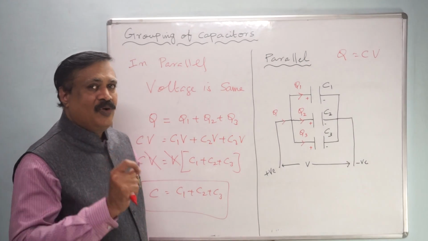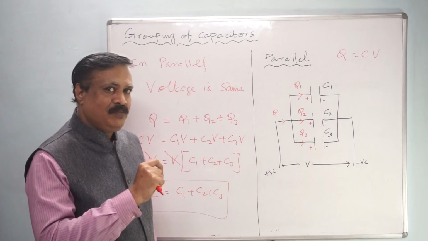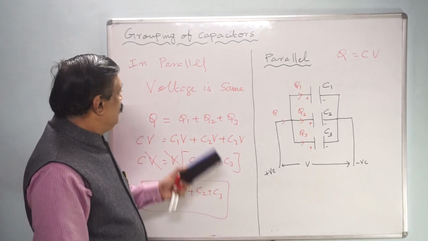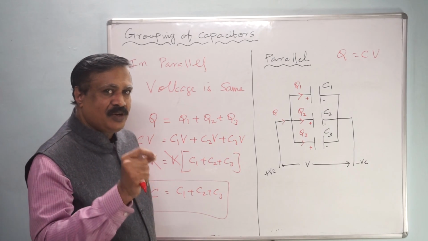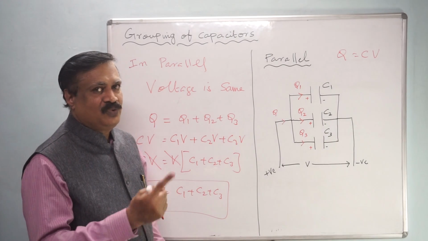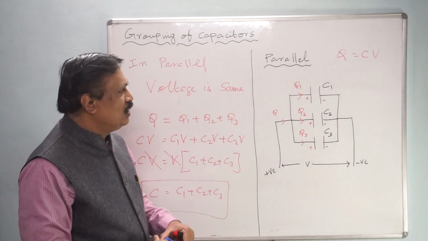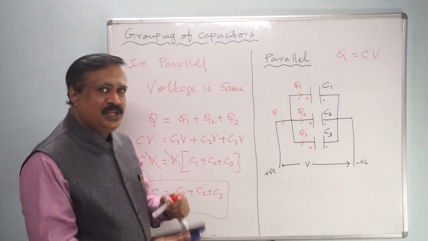Here you have to note what is same and which is dividing. You have to take the first equation which is dividing. Here in parallel, voltage is same. Therefore you are taking the first equation as charge is dividing. Now let us see series combination.